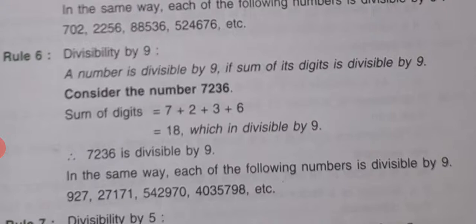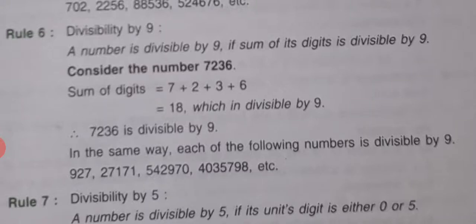From this we can also say this number is divisible by 3 also, as 18 is divisible by 3. In the same way, the numbers 927, 27,171 and so on all are divisible by 9. You can check whether it is divisible or not.